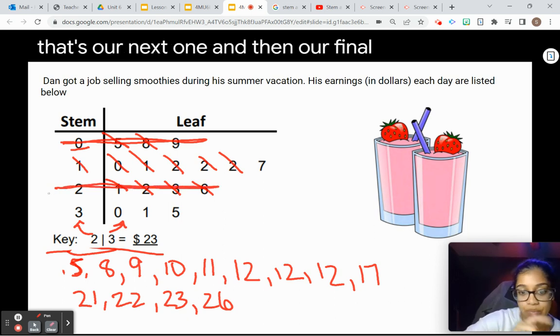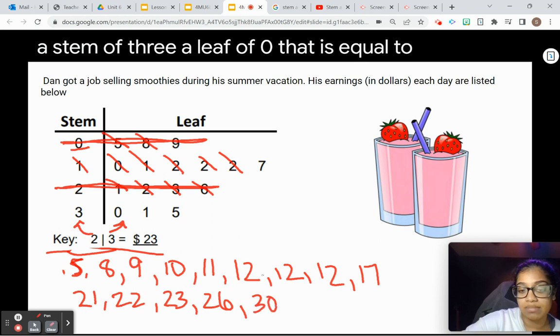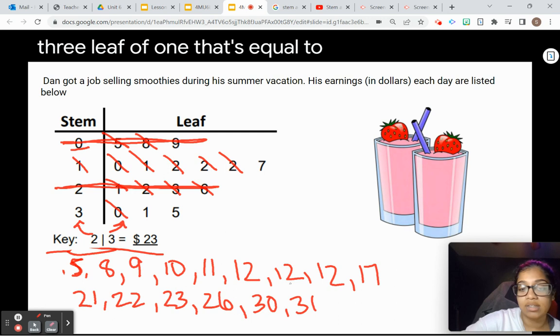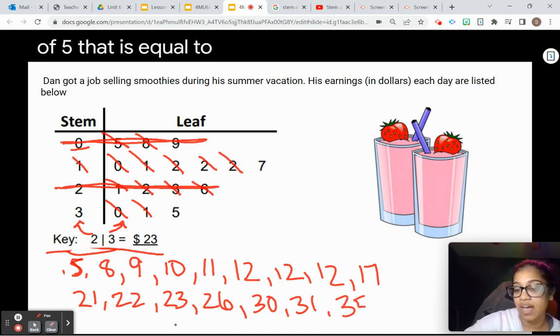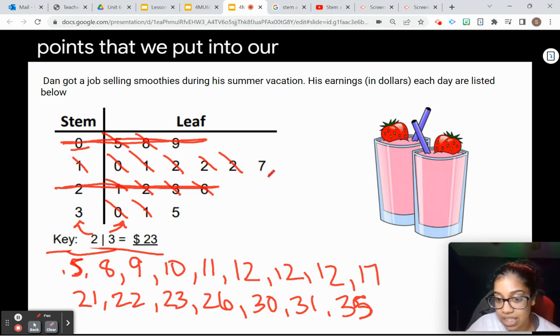And then our final row. So we have a stem of 3, a leaf of 0, that is equal to 30. Stem of 3, leaf of 1, that's equal to 31. Stem of 3, leaf of 5, that is equal to 35. So here are all of our data points that we put into our stem and leaf graph.